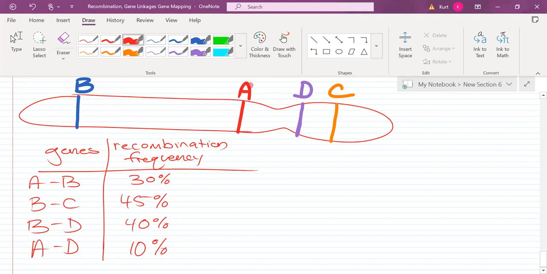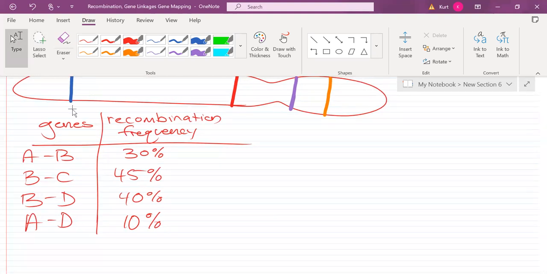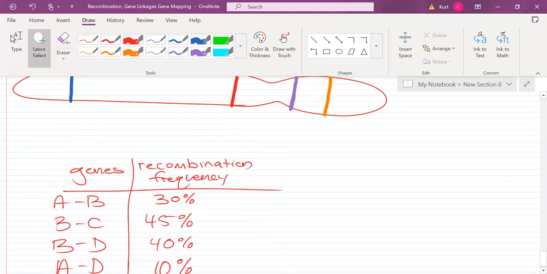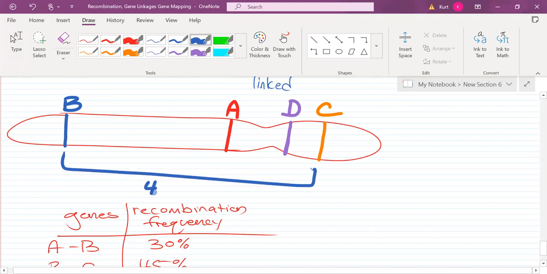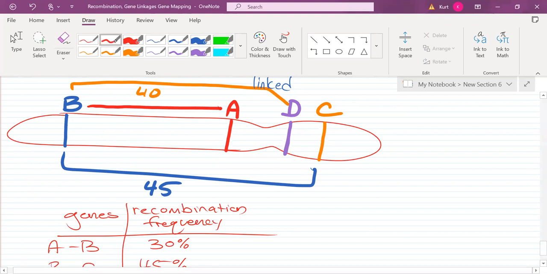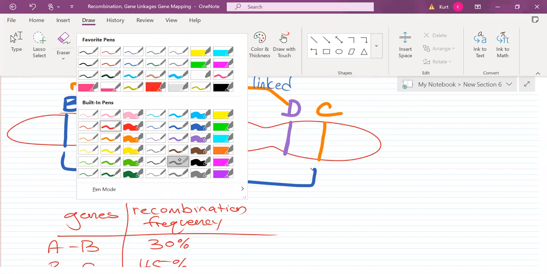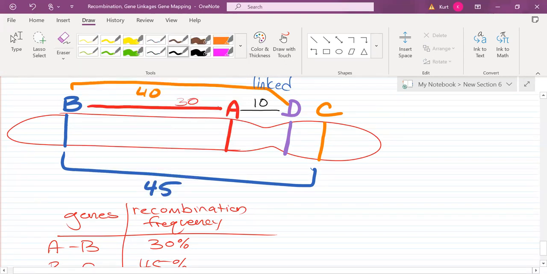This is going to be a tricky question for you. The last two AP classes have gotten it wrong. See if you guys can break the trend. The distance between B to C is 45. The distance between B to D is 40. The distance between B to A is 30. And the distance between A to D is 10.